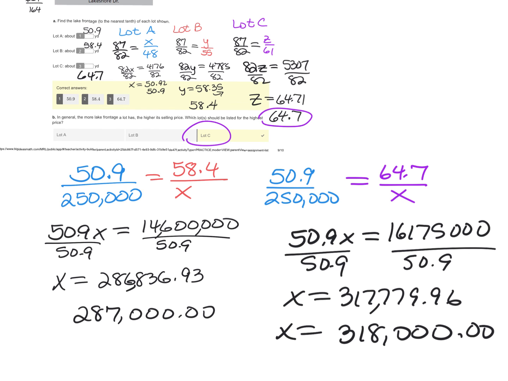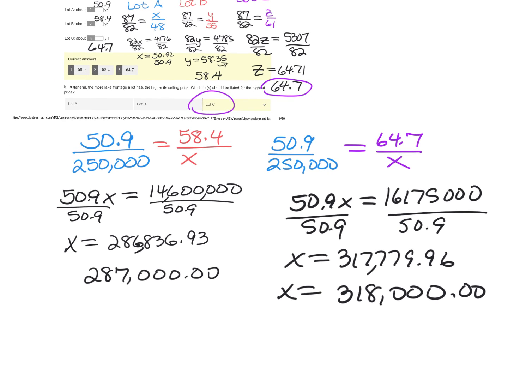So again, they wanted it entered least to greatest. So you would have entered Lot B first and then Lot C. And that was number 10.